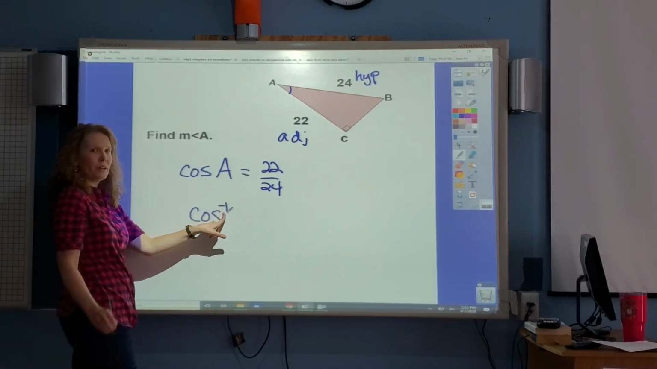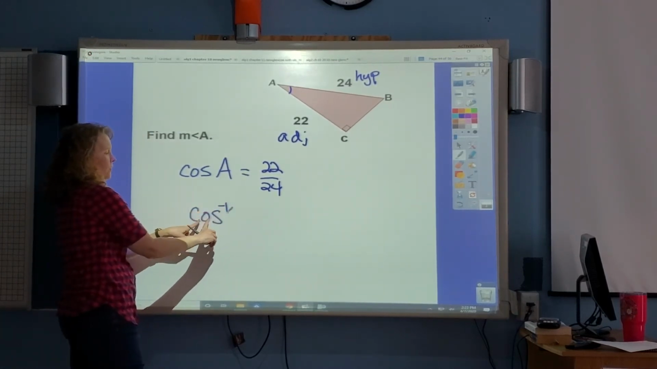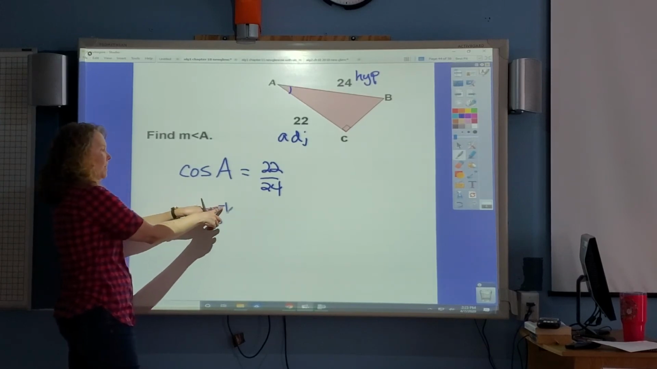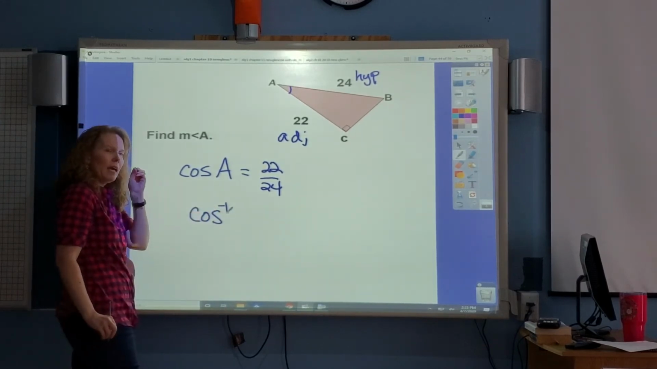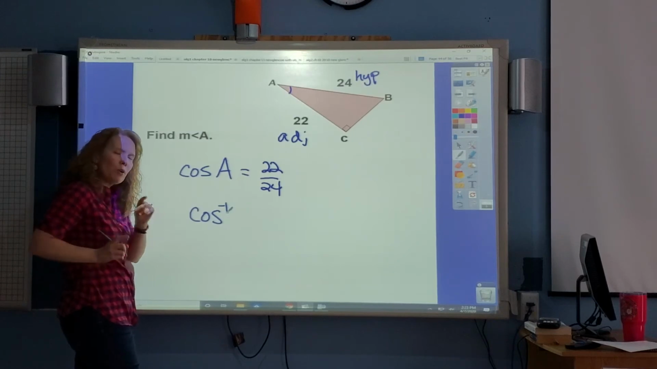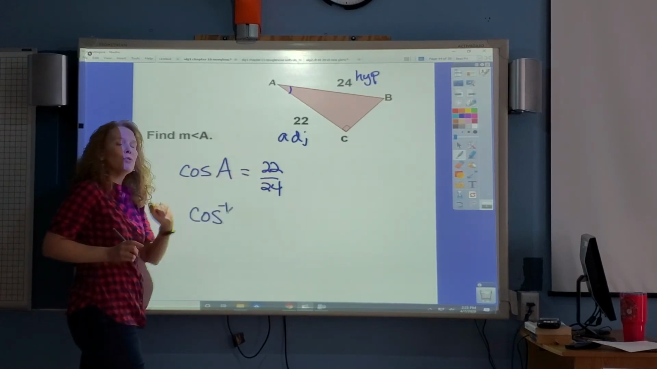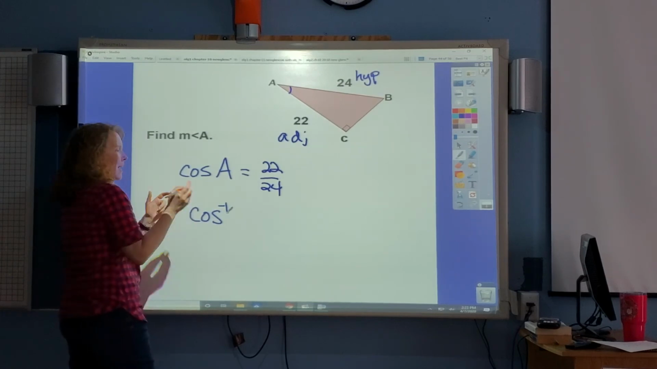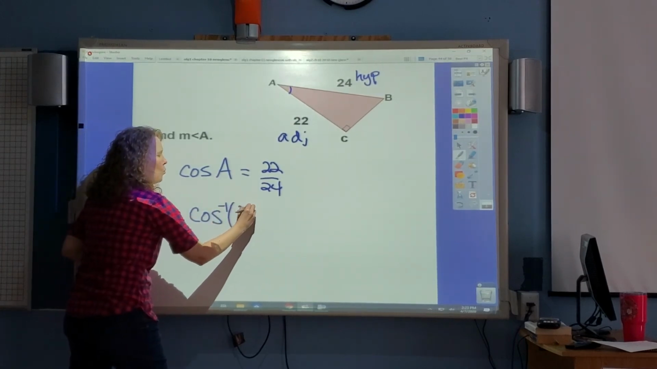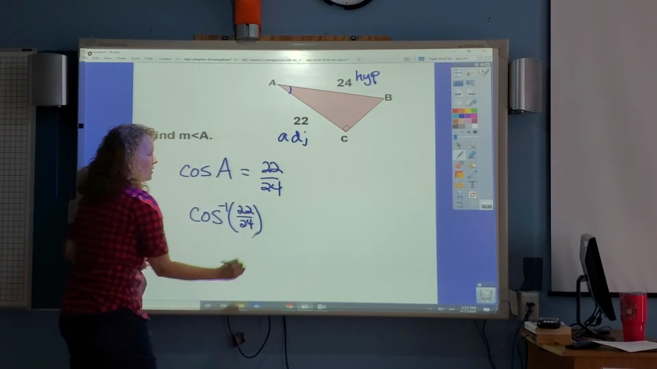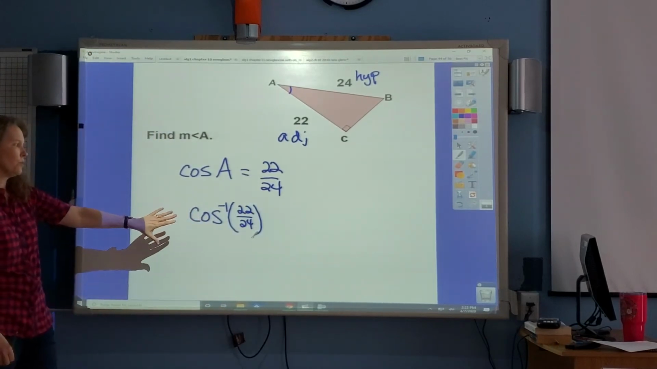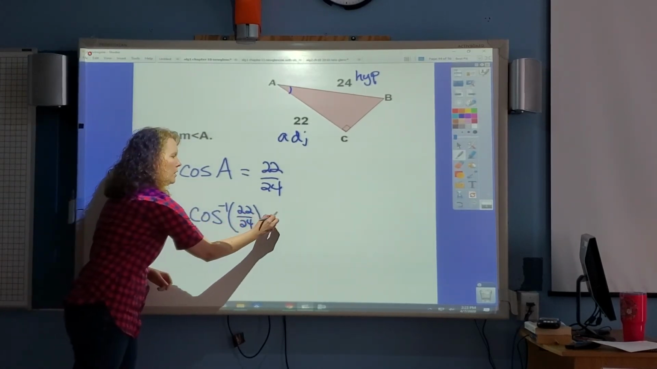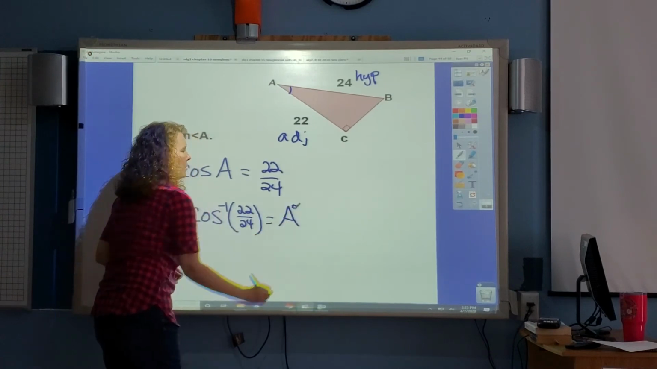If you'll look on your calculator, I'll show it to you in just a minute. There's right above cosine is cosine with a little -1. What it means is when you don't know your angle, but you do know your ratio, you can put it in the calculator and it'll reverse it for you and tell you what the angle is. So we're going to go to the calculator and we'll do it with you, and we're going to figure out what this equals for angle A.